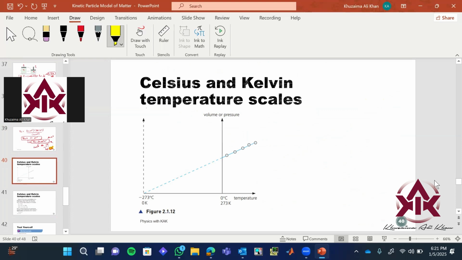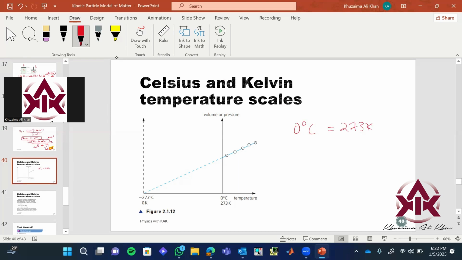Now we have Celsius and Kelvin scales over here, right? This is pretty simple and straightforward. At room temperature and constant atmospheric pressure, you have the following axes over here. This is the temperature scale and volume or pressure. This is the zero crossing. So 0 Celsius corresponds to what? It is 273 Kelvin, right?